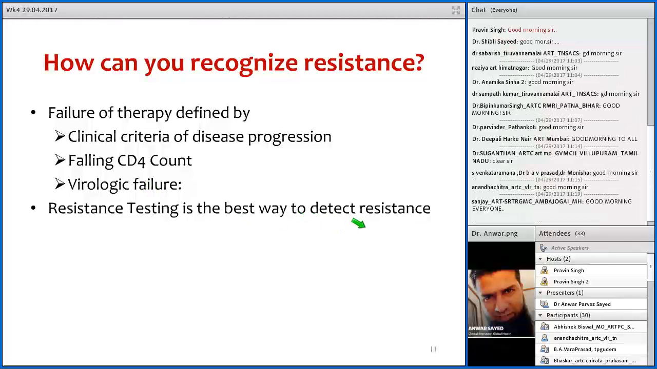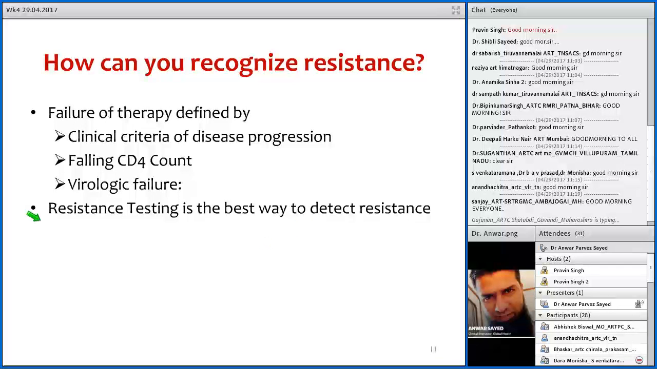Drug resistance is where we are identifying mutations. We are saying that because of this mutation, this virus is resistant to this drug. That is about resistance. But if there is failure of a regimen, that is, failure of one regimen, we move to the second line regimen.